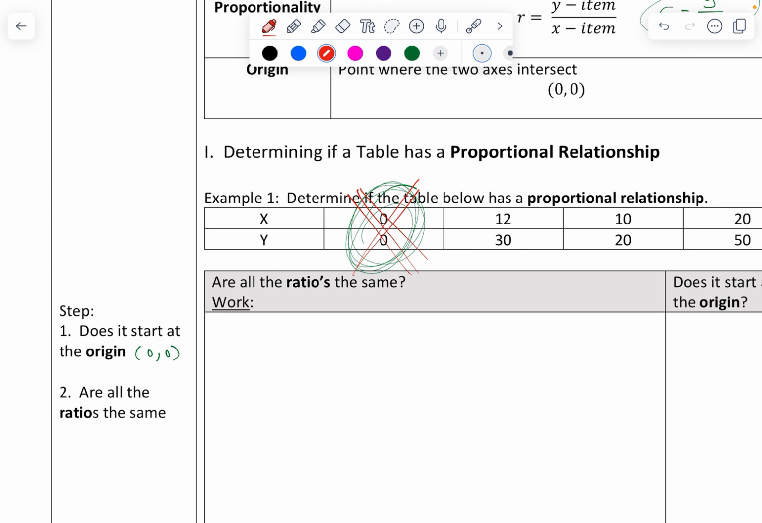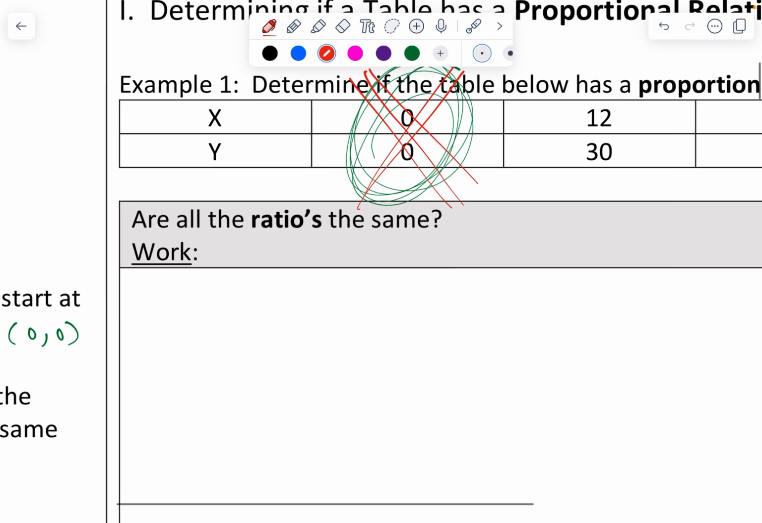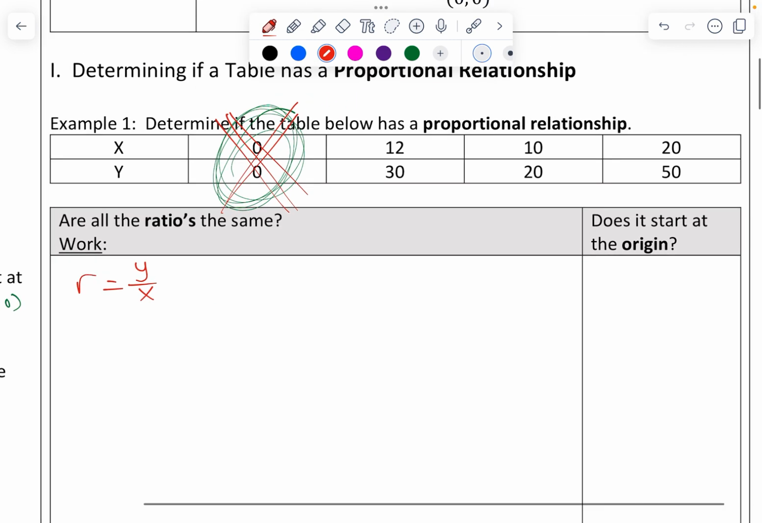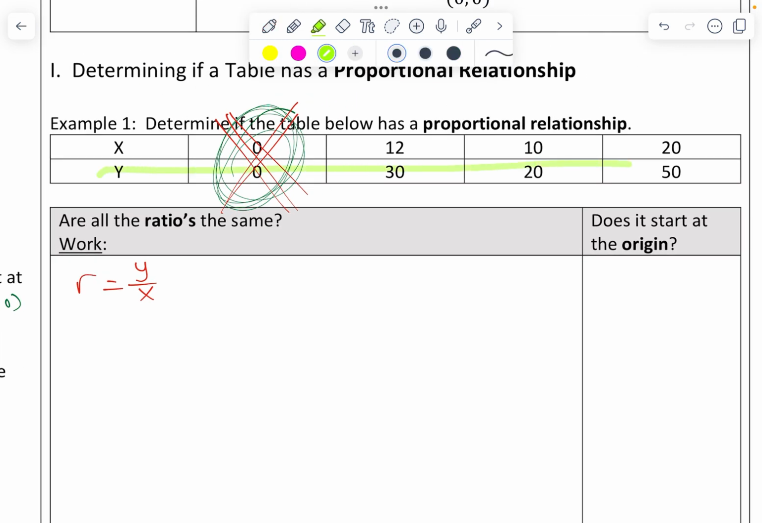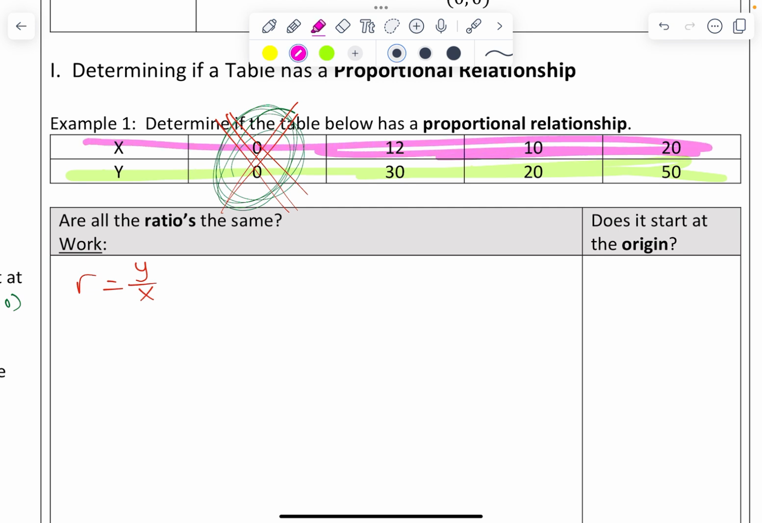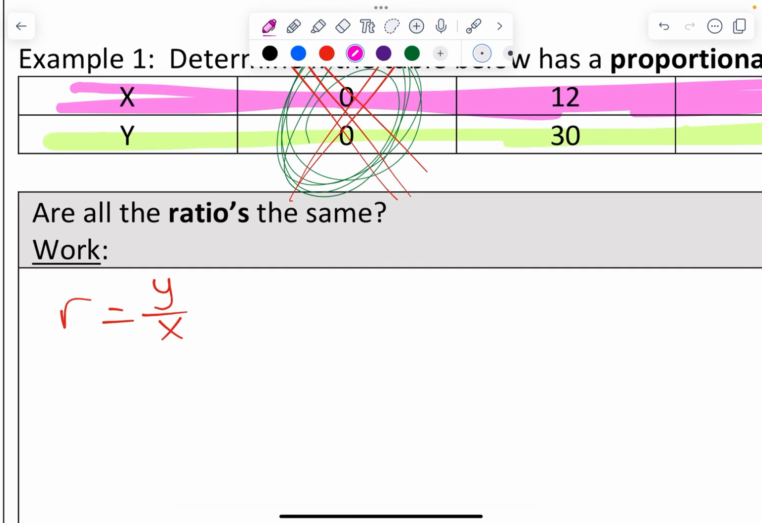Okay? Now from here, are all the ratios the same? Are all my fractions gonna be the same? Well, we gotta do all of them, so we might as well just start at the front. Y over x. Now take a look, you guys. This row right here is the y values, and this is my x values. So please make sure you put the numbers with the right ones. So the y value for the first one is 30, and the x value is 12.